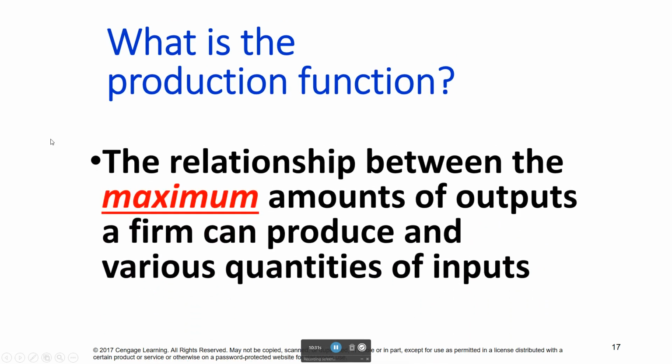Oftentimes we use something called a production function. This is usually an equation that describes the relationship between the maximum amount of output a firm can produce and various quantities of input. So if we had this production function, we could alter the amount of inputs we use, and it would tell us the maximum amount of output we could produce with those different amounts of input.